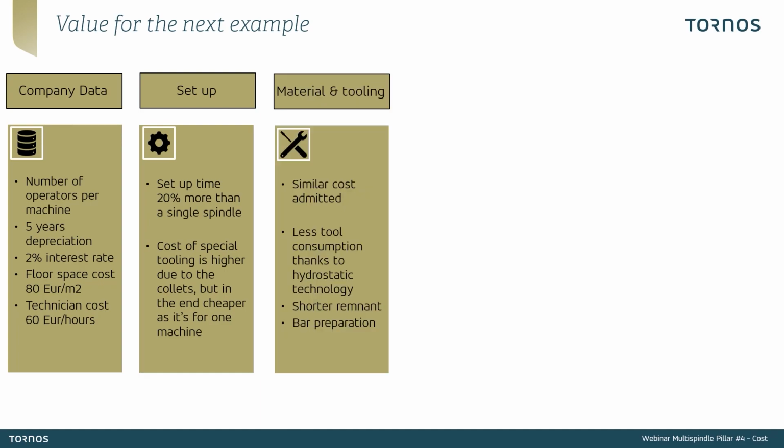Next one is the material and tooling. On those simulations, we have admitted that they are more or less the same, even considering that normally with the hydrostatic technology that we use in multispindle, we normally use less consumable tool. We also have shorter remnant, but on the other hand, we have a higher cost for bar preparation for the 616 machine. But all in all, we admitted that they are the same cost.